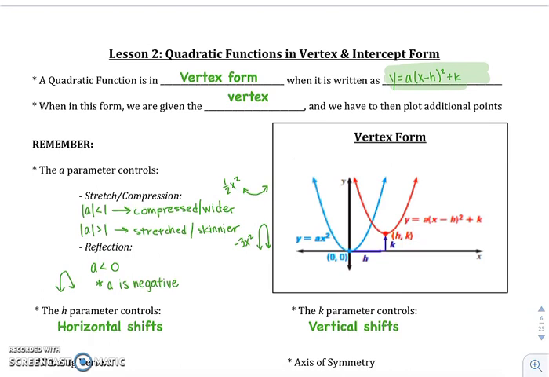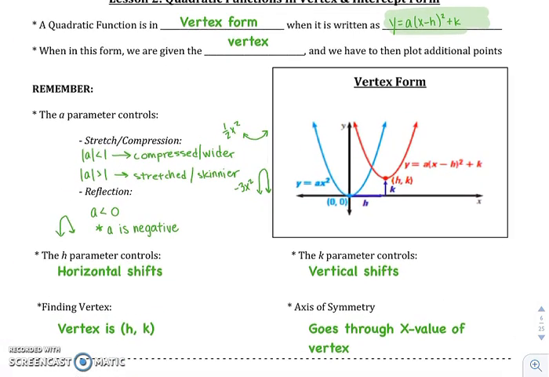Things we've talked about, but just a reminder. The h parameter in your equation controls the horizontal shifts. k is the vertical shifts, and your vertex is (h, k). Very similar to absolute value graphs. These are just rounded rather than linear. And the axis of symmetry goes through the x value of your vertex.